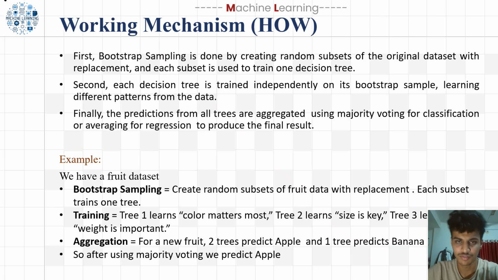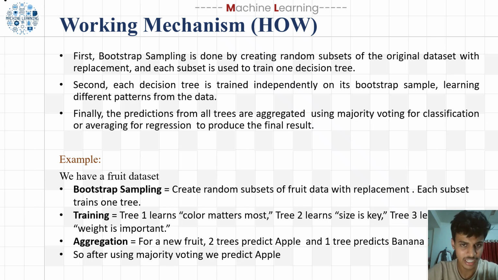The working of random forest. Let's see the working of random forest, and it happens in three steps. The first step is bootstrap sampling. Random subsets of data are created with replacement. With replacement means that we pick a data point and we put it back into the data set, so it can be picked again. So different data sets can have the same element, and each subset trains a decision tree.